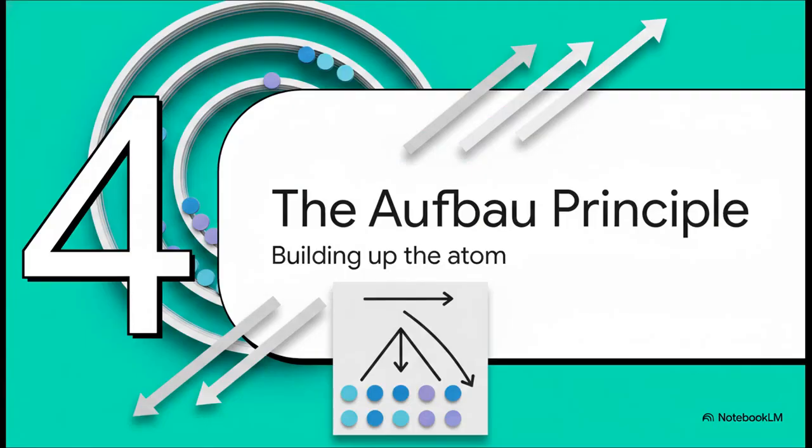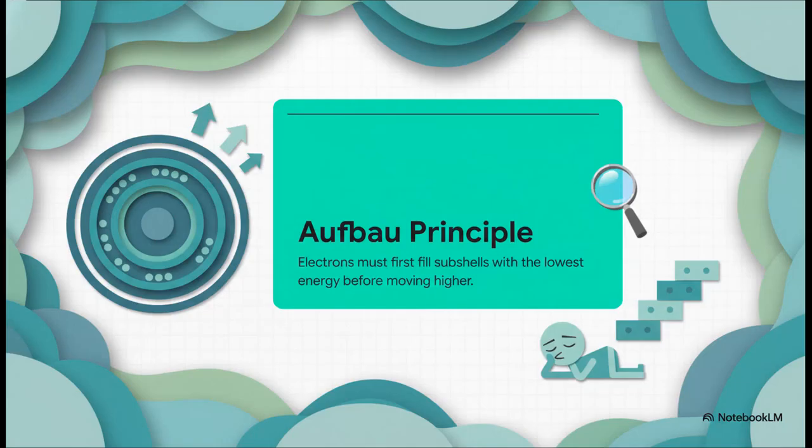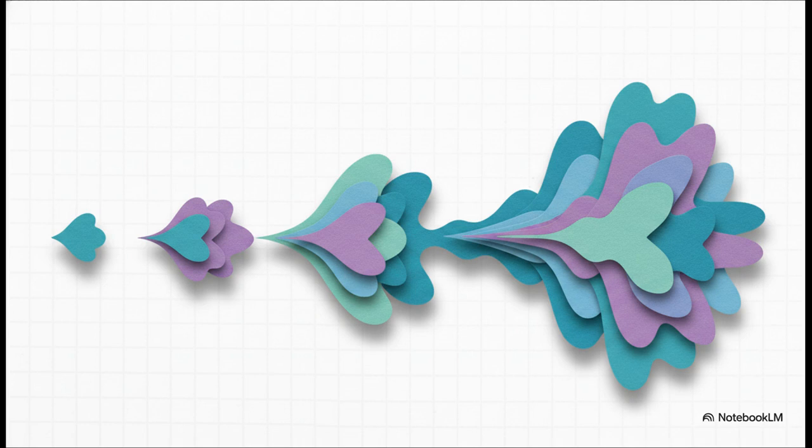All right, section 4, the Aufbau principle. First off, and I think this is pretty funny, Aufbau is actually not a scientist's name. It's a German word, and it roughly translates to building up. This principle basically dictates the exact order of construction for an atom. It tells us that electrons are, well, kind of lazy. They must always fill the subshells with the absolute lowest energy first, before they even think about moving up to the higher energy pathways.